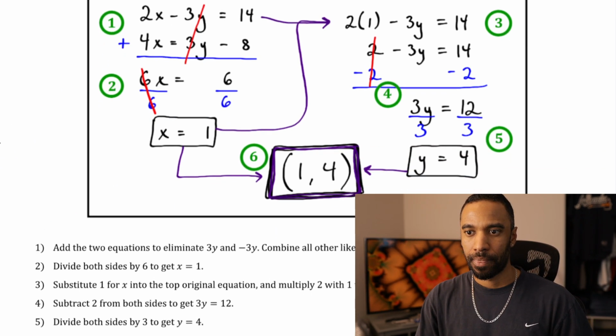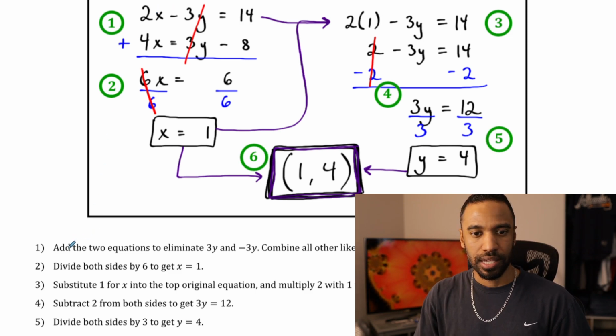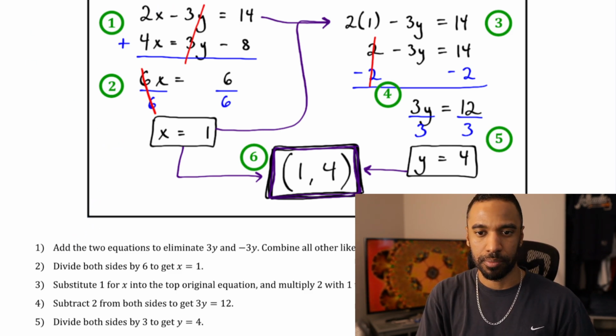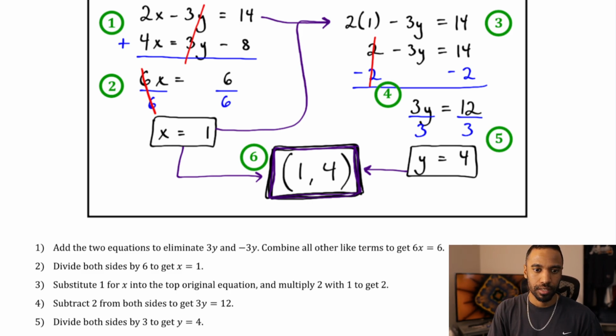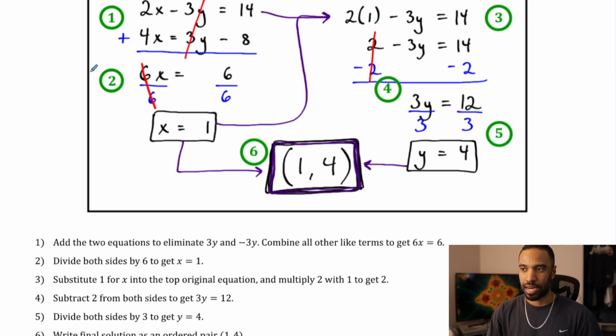Step one, right here, he adds, my face is in the way here, let me shrink it. He adds the two equations to eliminate the 3y and the negative 3y. So negative 3y, positive 3y, they eliminate. And then combine all other like terms. 2x plus 4x is 6x, and 14 minus 8 is 6. He combines all like terms there. That's one step. His next step is he divides both sides by 6 to get x equals 1.